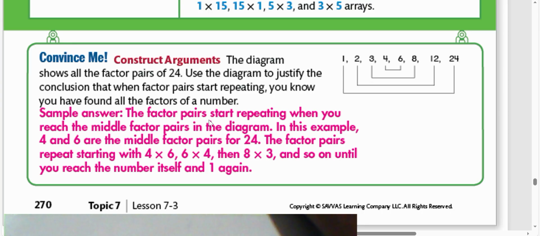Simple answer, the factor pairs start repeating when you reach the middle factor pairs in the diagram. In this example, 4 and 6 are the middle factor pairs for 24. The factor pairs repeat starting with 4 times 6 and 6 times 4, then 8 times 3 and so on, until you reach the number itself and 1 again.